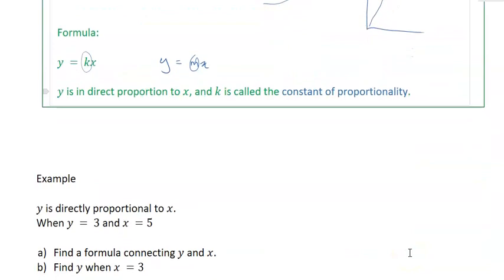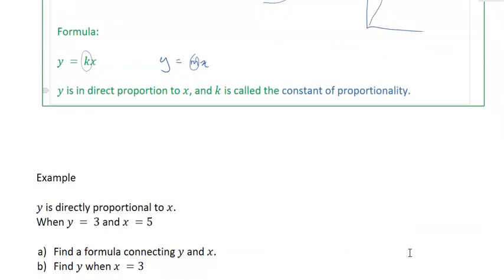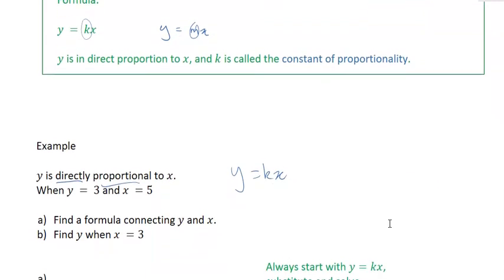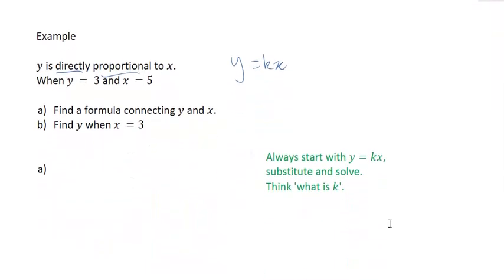Let's go through an example. y is directly proportional to x. When y equals 3 and x equals 5, the first thing to do is find a formula connecting y and x. Now, straight away, as soon as you see the words "directly proportional to," I want you to think of this formula: y equals kx. So immediately write that down, and you'll see that in this first question for A, it's essentially a substitution, and I've got that little note there on the side in green.